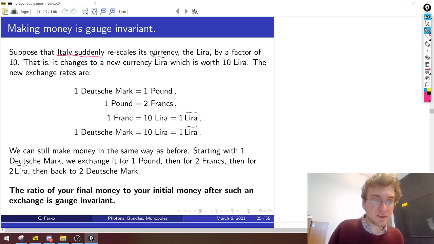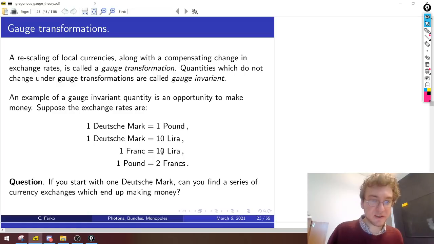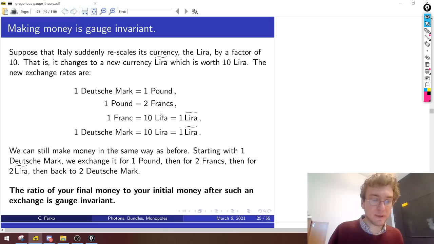Suppose Italy rescales its currency. So before it was the lira, and now it's going to rescale by a factor of 10, by which I mean that they changed to a new currency called lira tilde, and 1 lira tilde is worth 10 lira, right? So in terms of lira tilde, the old exchange rate was, say, a franc is 10 lira. So now a franc will be 10 lira, which is 1 lira tilde. And a Deutsche Mark will be, again, 1 lira tilde. That rescaling, if these exchange rates compensate appropriately, that gauge transformation does not affect the arbitrage opportunity.